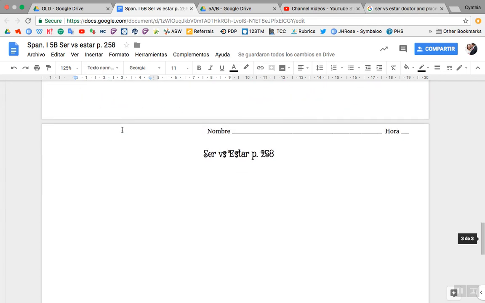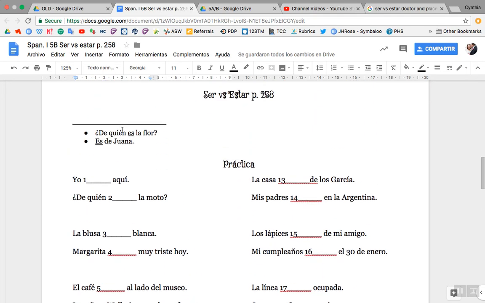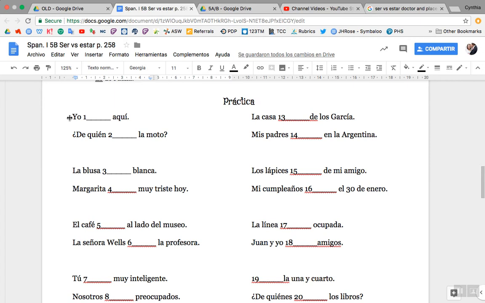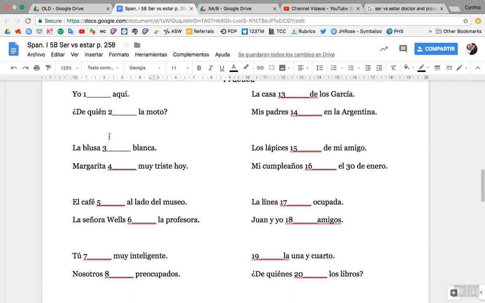Hay mucha práctica. Okay. Yo blank aquí. Yo estoy aquí. I'm here. Dos. ¿De quién blank la moto? ¿De quién es la moto? Who does it belong to?